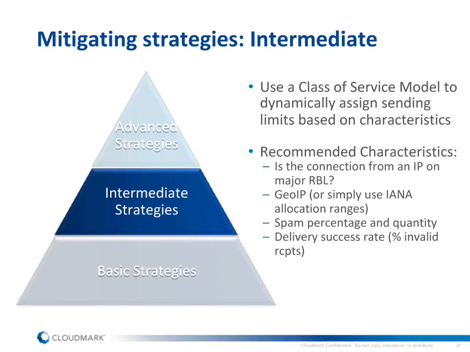The evaluation process should classify based on answers to questions like, is the connecting IP on a major RBL? Is the geolocation of the connecting IP in an area that isn't normal for your subscribers? What percentage of spam versus the overall quantity of messages are being sent from the connecting IP?